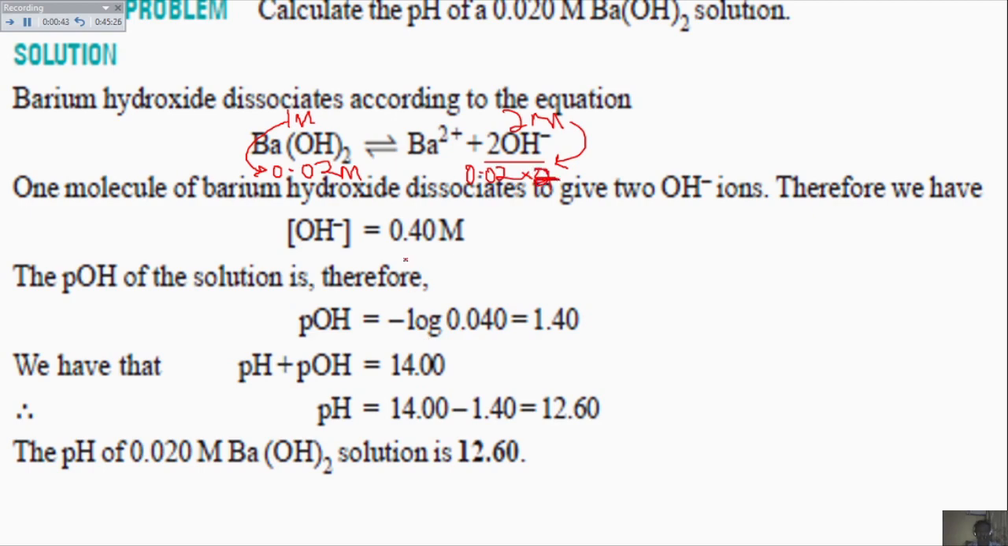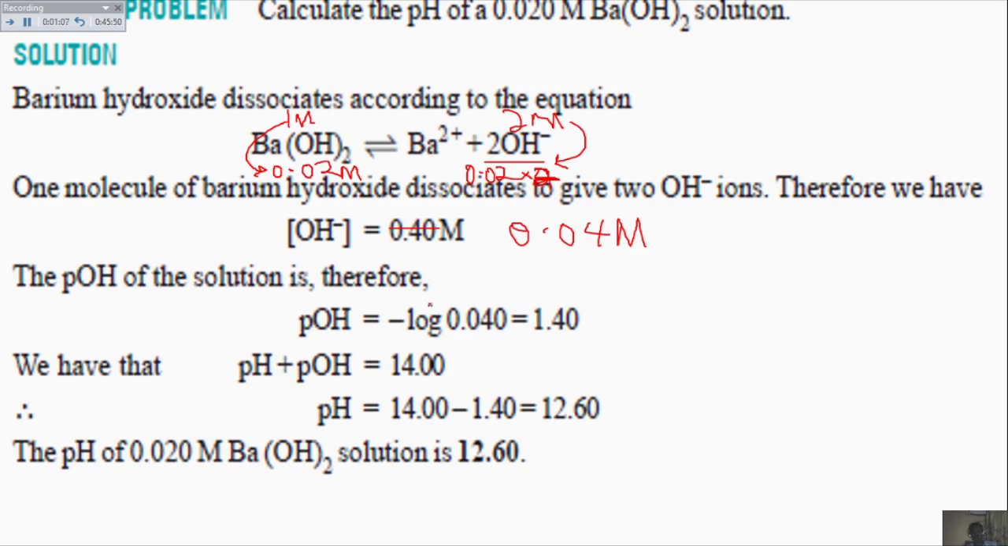And when you do that, what will you get? You have 0.02 times 2, which is 0.04. Then what do you have here? You have it as 0.04 molar.